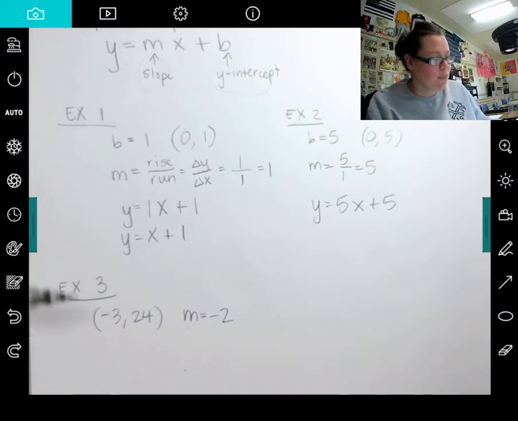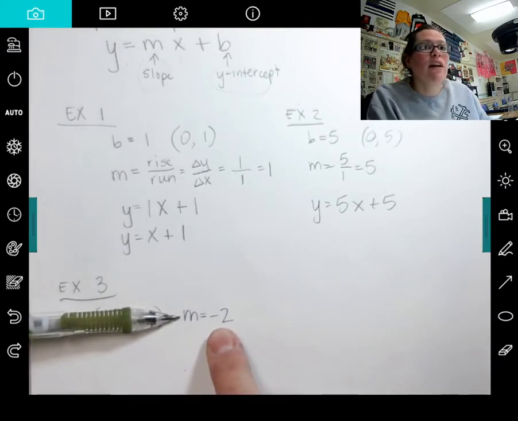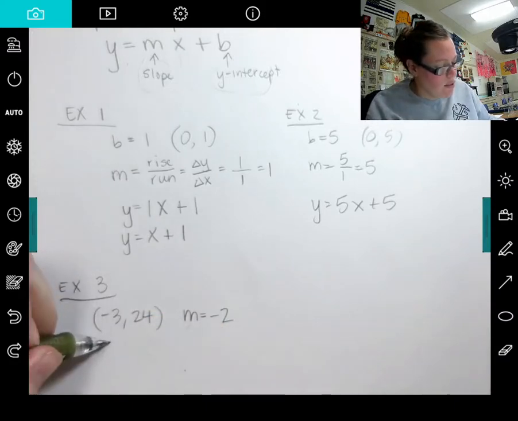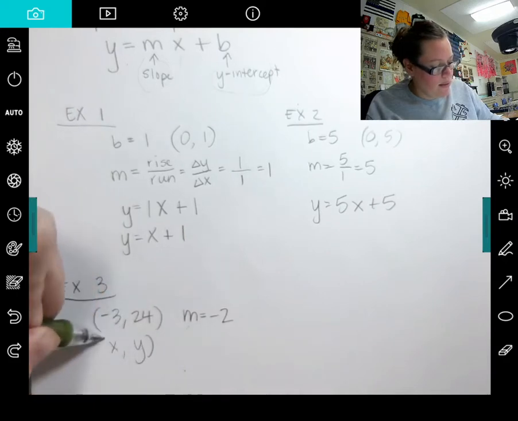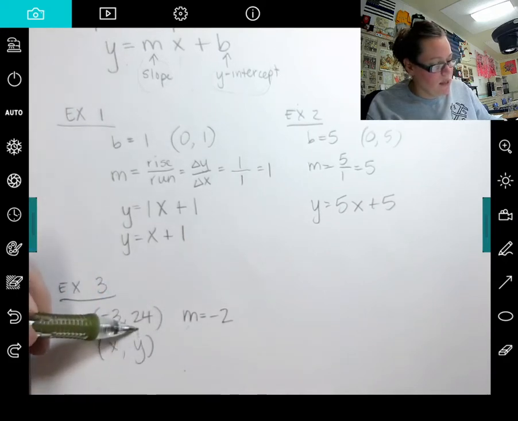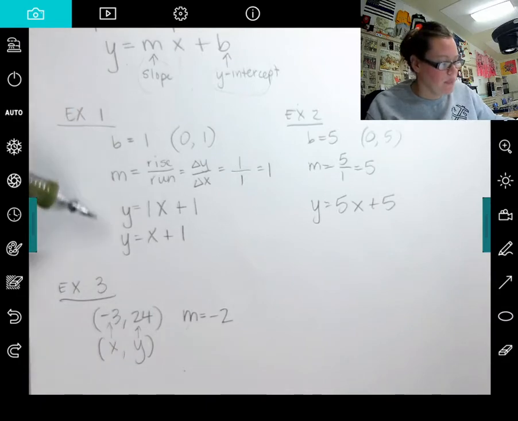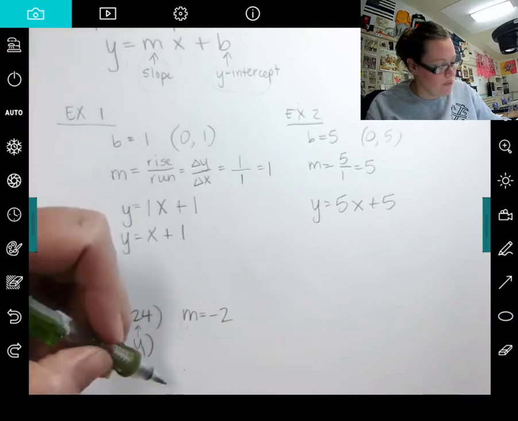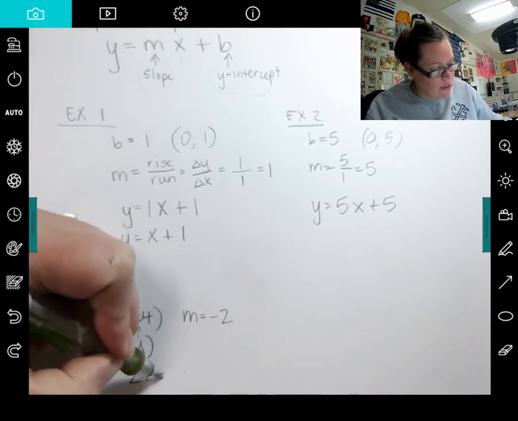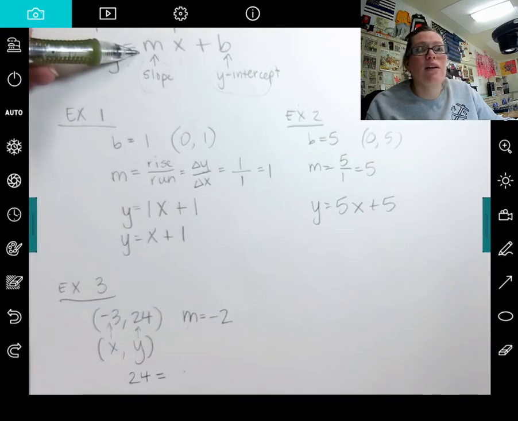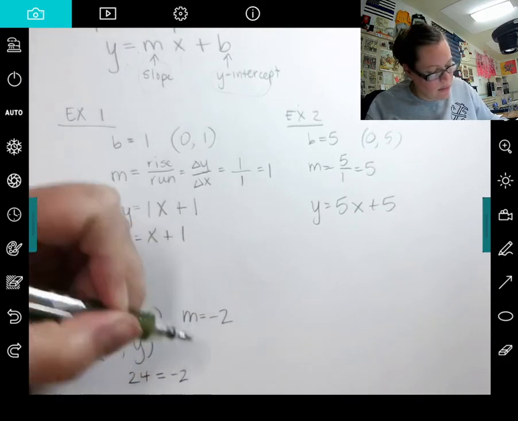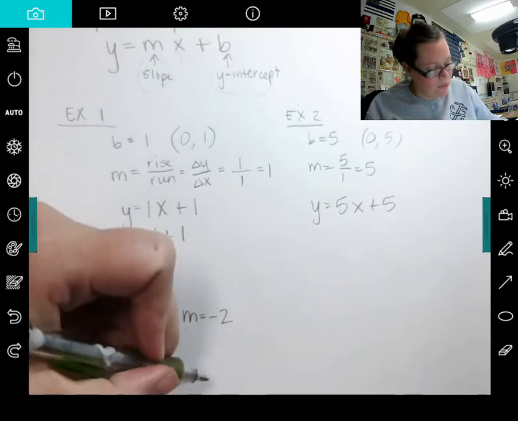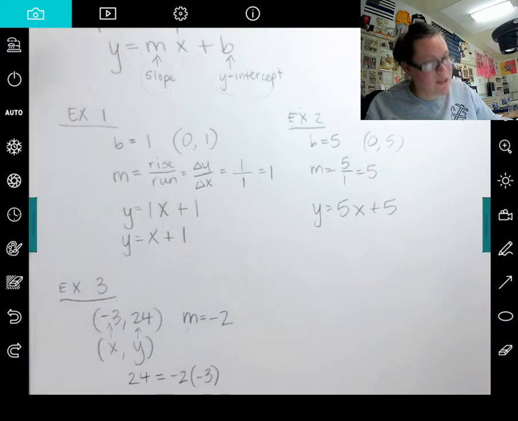So we know some important information already. We know the m value. But we were also given two other pieces of information. So this is an xy coordinate. So we have an x value and a y value that we can plug in. So instead of writing the y up here, we're going to write 24. So 24 equals, we know our m value is -2. And then we know our x value. So our x value we were told is -3. So we have -2 times -3.